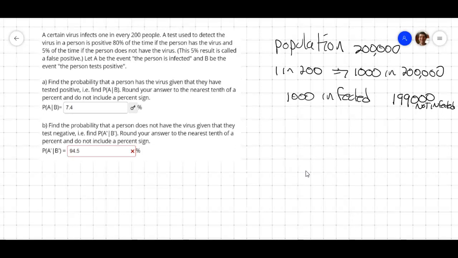All right, now, a test used to detect the virus is positive 80% of the time if the person has the virus. So 80% of this will be 800. These are 800 test positive. The other 20% of the time, the 200, these people that are infected will test negative. So these are true positives, and these are false negatives.